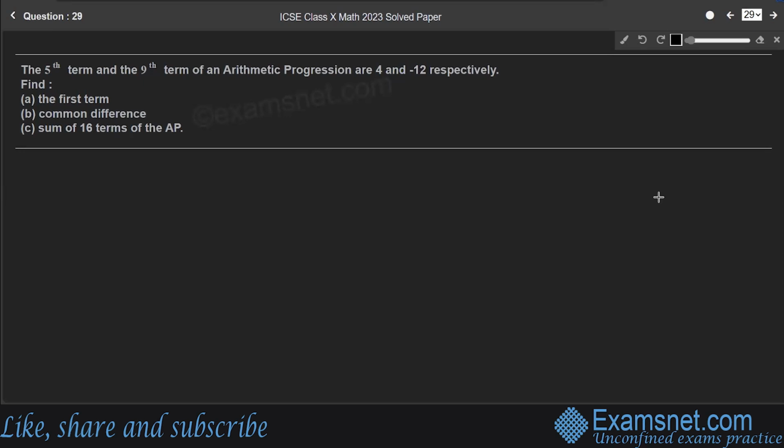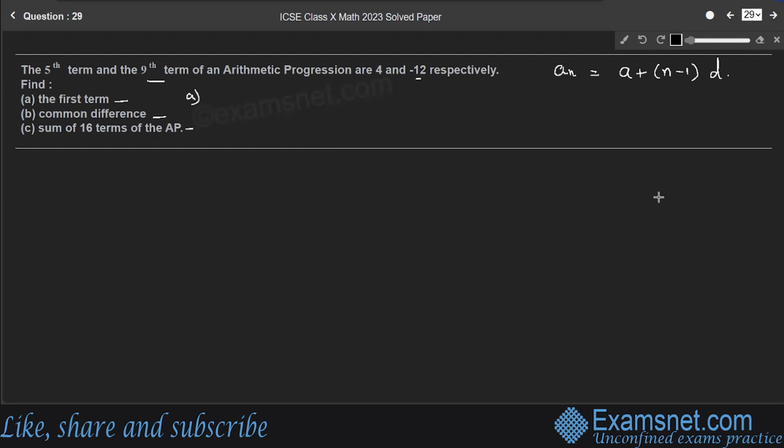Question 29. The fifth term and the ninth term of an arithmetic progression are 4 and minus 12 respectively. Find the first term, common difference, and sum of 16 terms of the AP. Here, the fifth term and ninth term are given. So we know that the nth term of an arithmetic progression, an, is a plus n minus 1 into d. We know this formula, right? Now consider the first part in the question. We need to find the first term and the common difference, right?